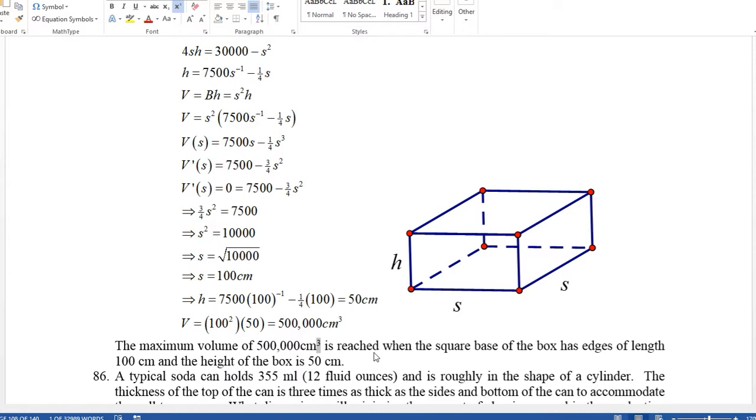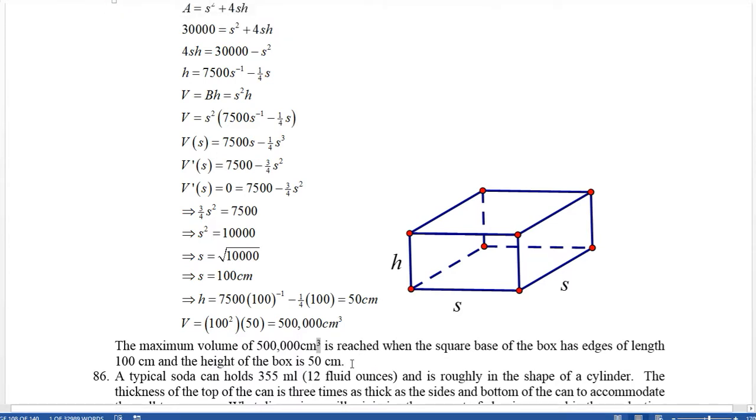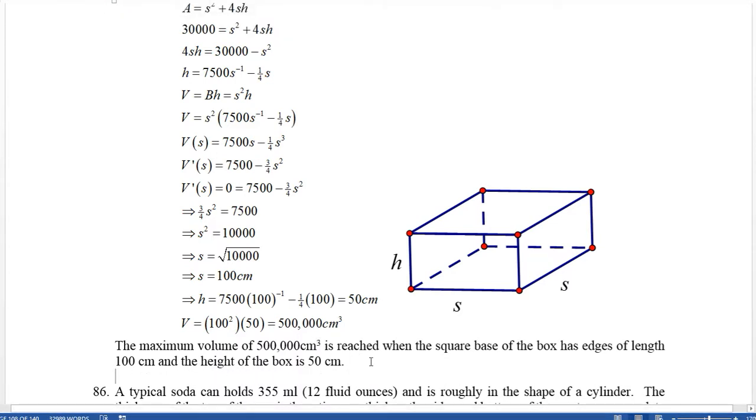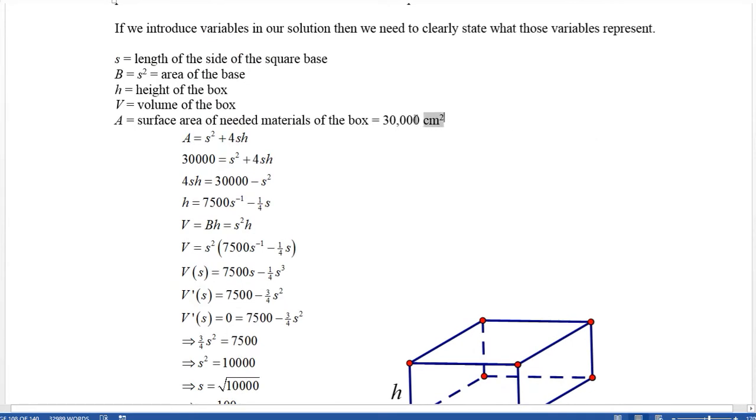Of course, the volume is measured in cubic centimeters, and the lengths of the edges, the sides of the S and the H, are both in centimeters, and of course square centimeters for the surface area right here.